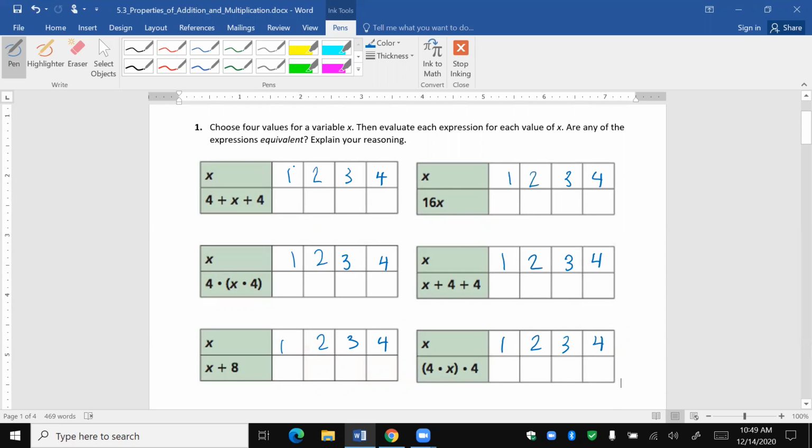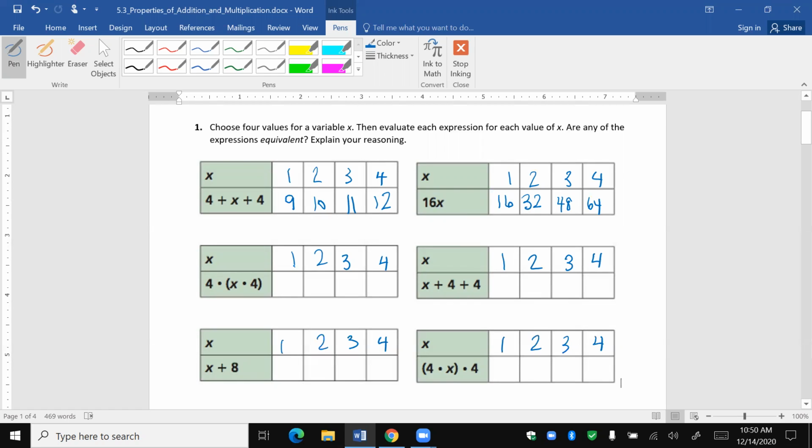All right, so in our first one, if I want 1 for x, 4 plus 1 is 5, plus 4 more is 9. Putting in 2, 4 plus 2 is 6, plus 4 more is 10. Putting in 3 would give us 11, and putting in 4 would give us 12. Here on our next one, putting in 1, 16 times 1 is 16. 16 times 2 is 32. 16 times 3 is 48. 16 times 4 is 64.